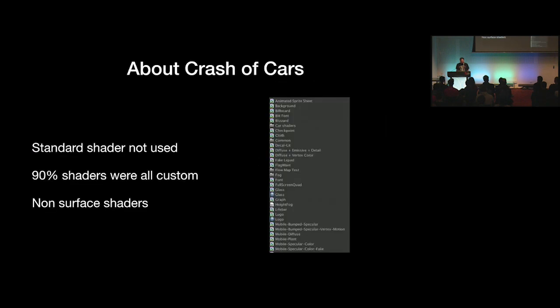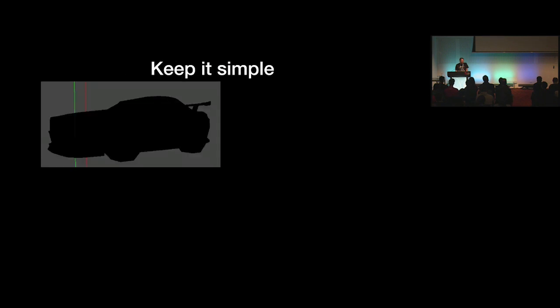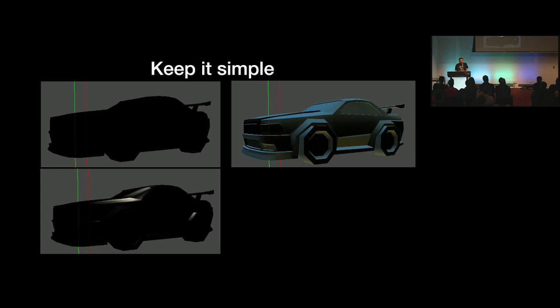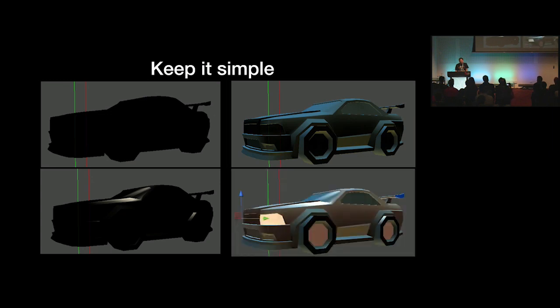So just a quick blurb about our shaders. 90% of our shaders were all custom. We didn't use the standard shader, and mostly non-surface shaders. A few times we did. And so the breakdown is we just kept it simple. What we did was vertex shader, do the specular in the vertex. Then we have an ambient gradient that we calculate in the vertex shader, and finally the albedo.